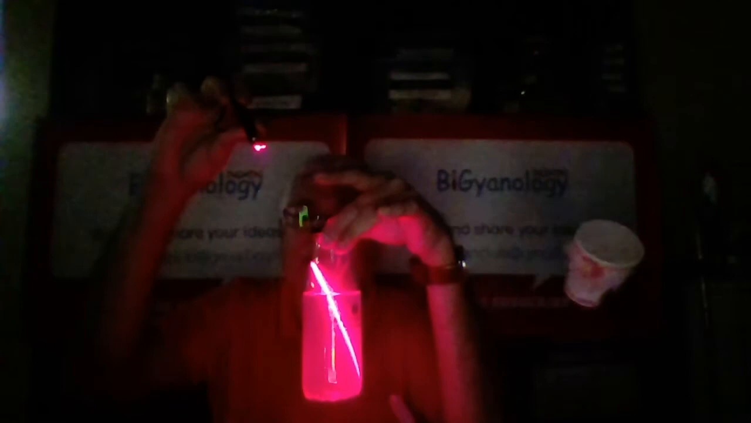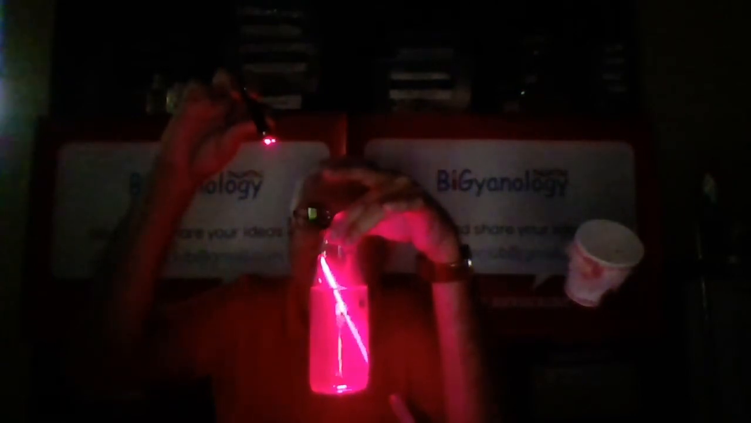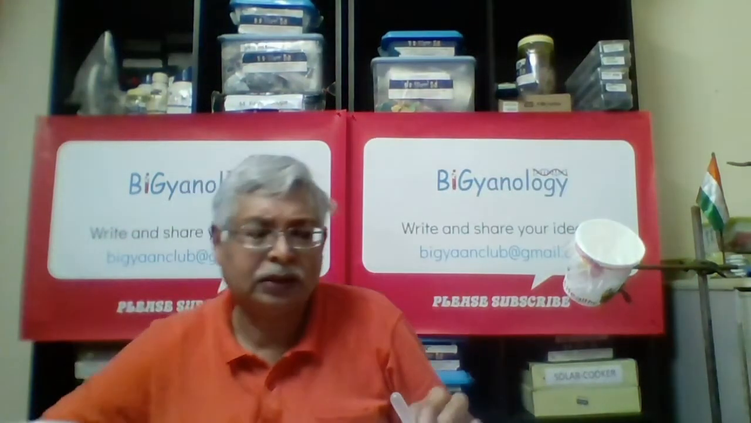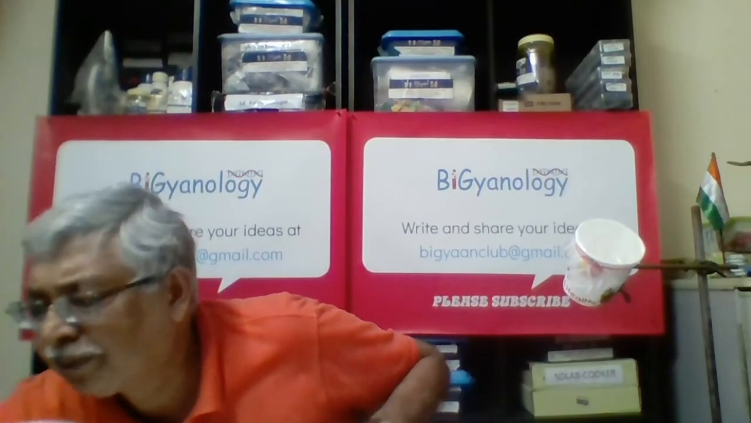So basically light goes in a straight line, and the moment it touches the surface of water, it bends, and when it goes to the other side, it bends the other way. This is what we call refraction, which we will do later on. Now can you switch on the light? So here we are. We will do some other activity here.